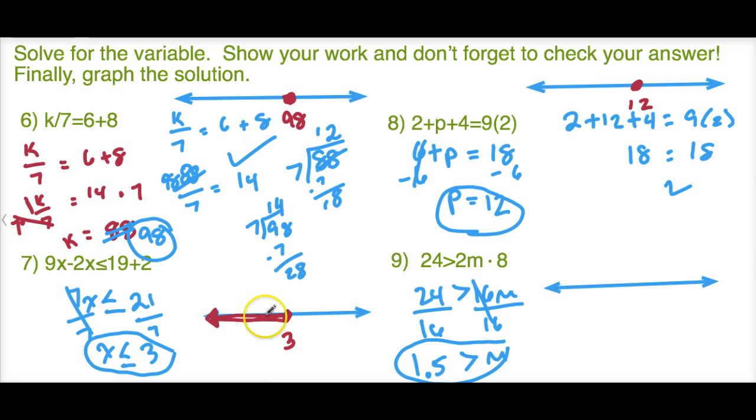Okay? And on the right hand side, on the next problem, I have m is less than 1.5. So this one, the data does not include 1.5. It is an open circle at 1.5, and the data has to be less than that. So again, I go to the left, and then that's those answers.